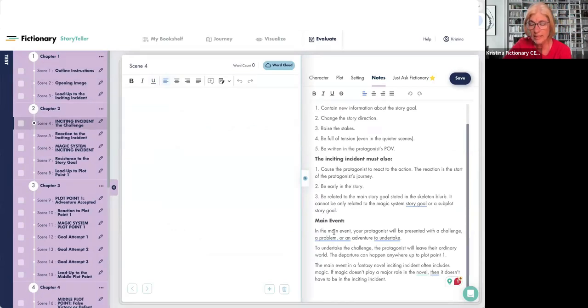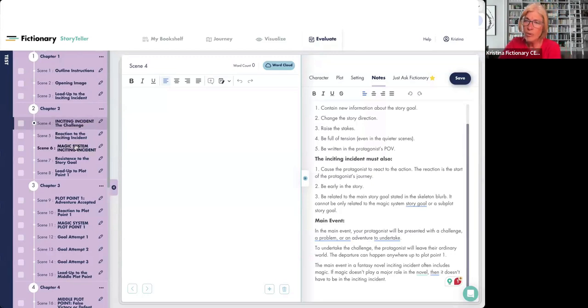And typically, up to the inciting incident, we're in the ordinary world. Again, with fantasy, this can happen before the story. It can all happen in one scene. You might need many scenes here if your story is really complex with more than one subplot, etc. But at this point, the protagonist receives a challenge.